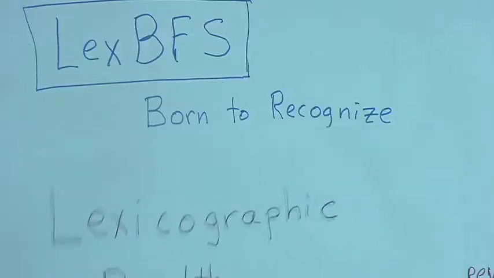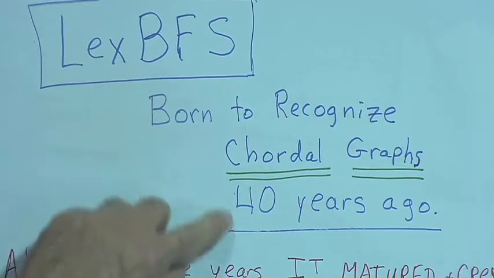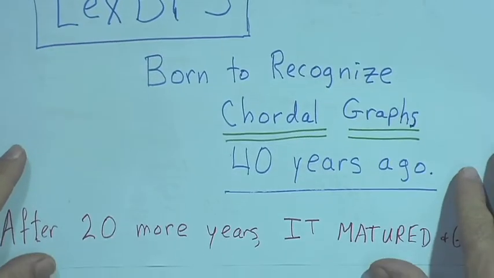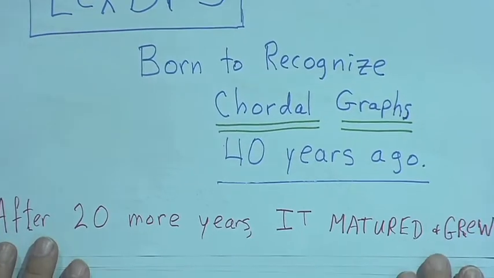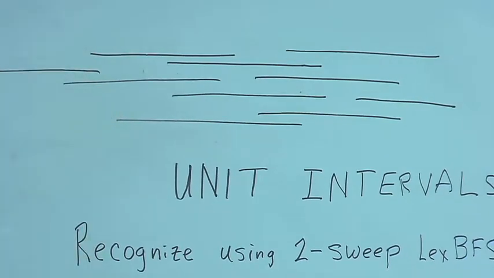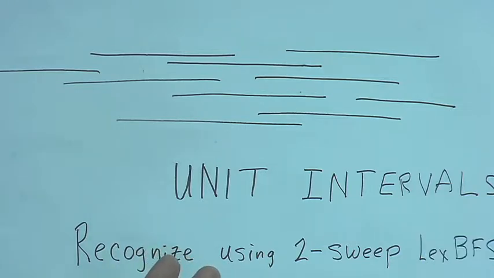Now, lexicographic breadth-first search, although it was born to recognize chordal graphs 40 years ago, well, after 20 more years, it matured and it grew. And it was able to do other things. In particular, it was used to give a recognition algorithm for unit interval graphs. Now, unit interval graphs, as we know, are those interval graphs that have a representation where the intervals are of unit length and that they are equivalent to the proper interval graphs.